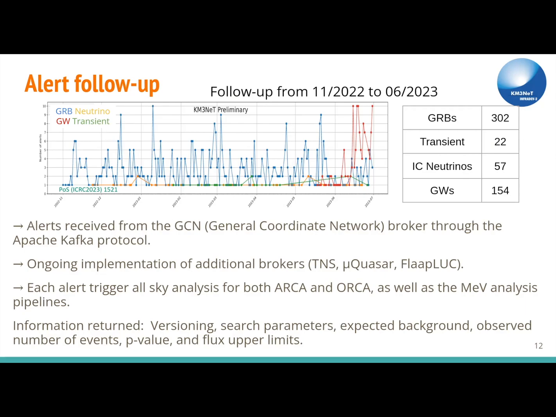We are receiving the alerts from the GCN with the Apache Kafka protocol. We are also working on the implementation of additional brokers such as TNS, Microquasar, FLAPLook, which should come quite soon. And when an alert arrives, it triggers all-sky analysis, both for ARCA and for ORCA, as well as a MEV analysis. Then we get some output from this, like the version of the analysis, the number of background events, the observed number of events, etc.